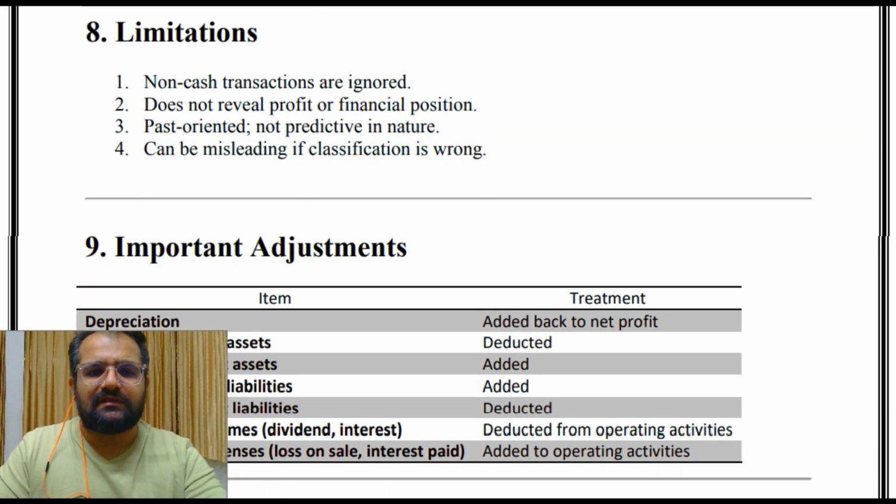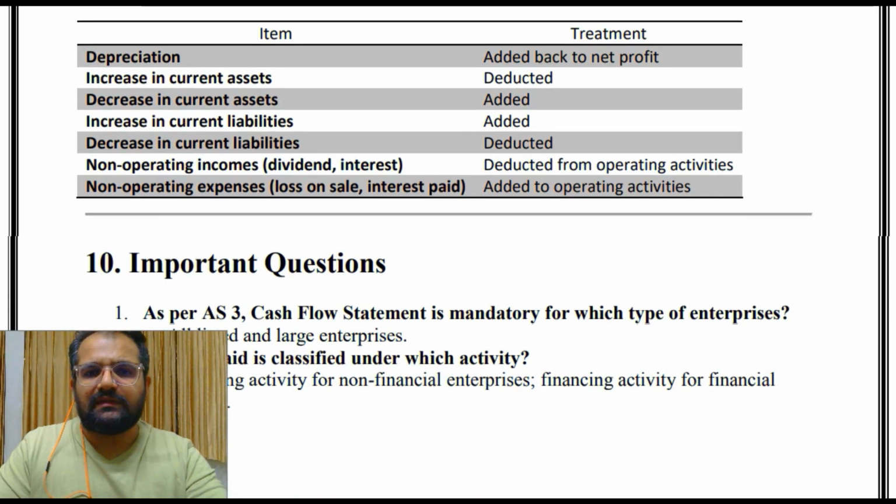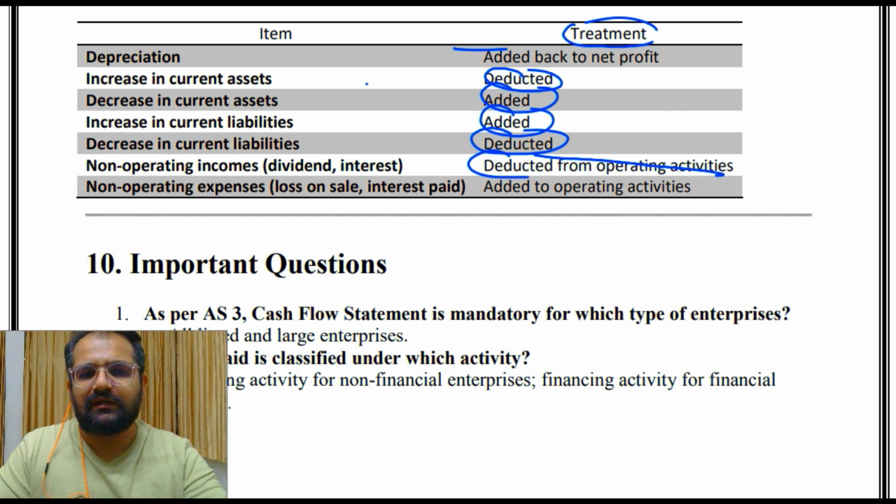Then limitations: non-cash transactions are ignored, does not reveal profit or financial position, past oriented, not predictive in nature, can be misleading if classification is wrong. Then important adjustments: depreciation and amortization is added back to net profit. Then increase in current asset deducted, decrease in current asset added, increase in current liabilities added, decrease in current liabilities deducted. The non-operating income, dividend या interest deducted from operating activities. Non-operating expenses, loss on sale या interest paid added to operating activities.